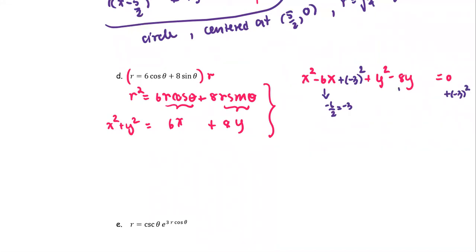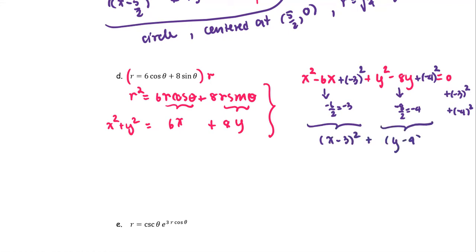And then same way for the y to make it a perfect square. Divide negative 8 by 2 to get negative 4. So then we're going to add negative 4 squared over here. If you add on the left, you do the same on the right-hand side. Now we get the perfect square for the x as x minus 3 squared, perfect square for the y as y minus 4 squared, and the number on the right-hand side, which is 9 plus 16, turns out to be 25, or write it as 5 squared.